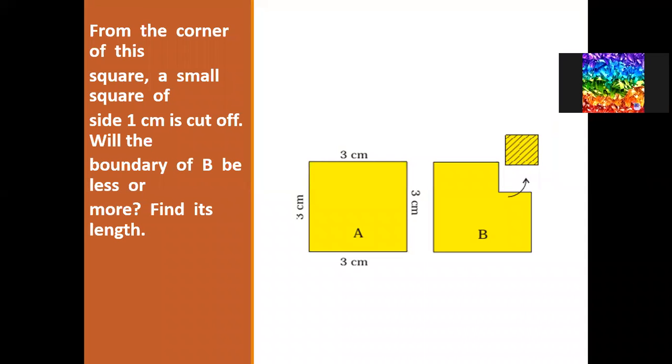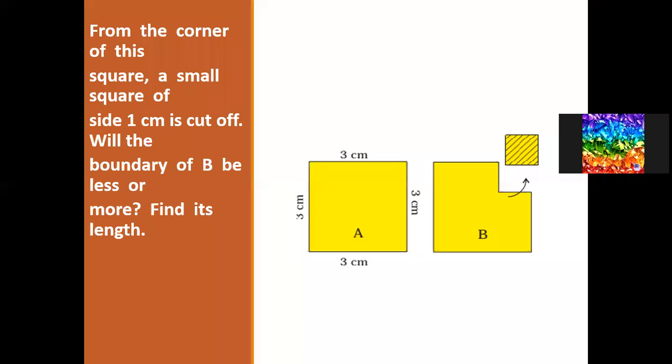Now, what is the question? What is the perimeter of the second shape? If the first is A, the perimeter of A we got is 12 centimeters. Let the second be B. The perimeter of any shape is the sum of all its sides. Adding the whole boundary: 3 plus 2 plus 1 plus 1 plus 2 plus 3, that is 12 centimeters. Surprisingly, both are equal, even though the question is which has more boundary. Both have the same perimeter.